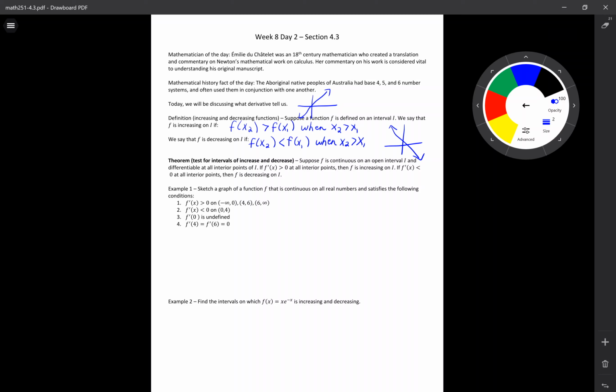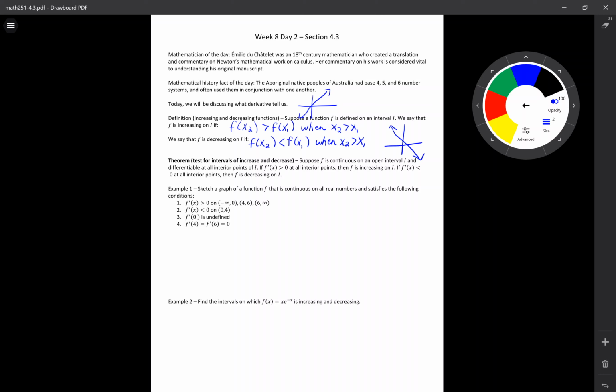So how do we know when a certain function is increasing or decreasing if we don't have the graph right in front of us? Well, luckily we have a theorem for that. Suppose f is continuous on an open interval I and differentiable at all interior points of I. If f prime of x is greater than 0, then f is increasing. And if f prime of x is less than 0, then f is decreasing on that interval. So in order to see if a function is increasing or decreasing, we simply need to take the derivative and see whether it's positive or negative.